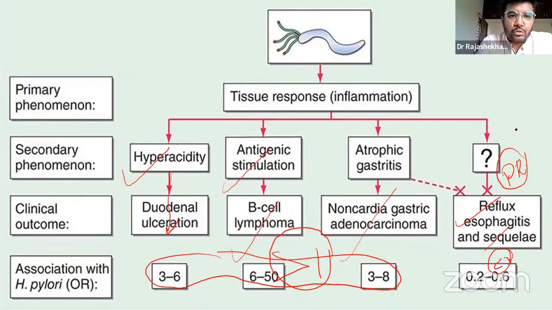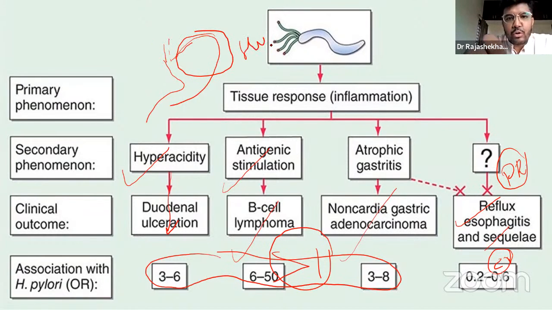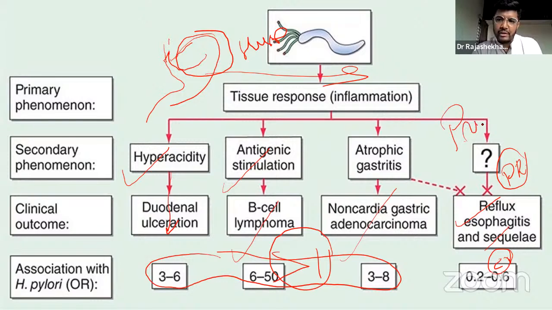Why is this seen? Because as I told you, the corpus predominant H. pylori infection is atrophic one. So it actually causes hypochlorhydria. This hypochlorhydria usually reduces the reflux. Since the gastric acidity itself is low, the occurrence of Barrett's esophagus is also very, very low. So the H. pylori has been detected as a protective factor in GERD and the Barrett's esophagus and so on, that is the esophageal adenocarcinoma. Whereas it is a causative agent for the adenocarcinoma of the stomach.